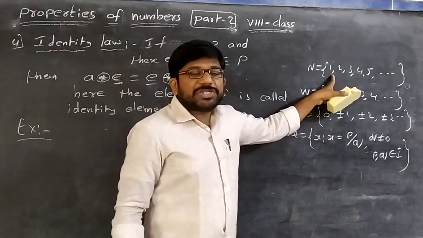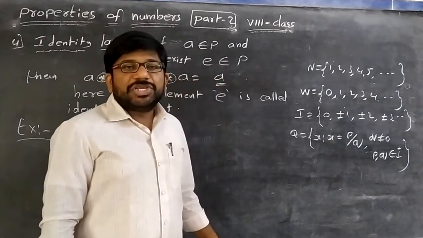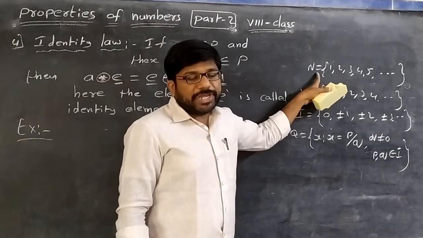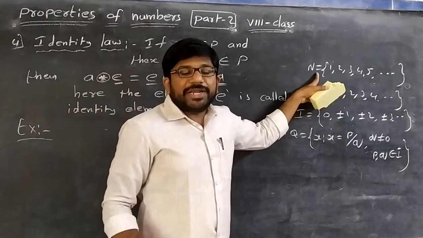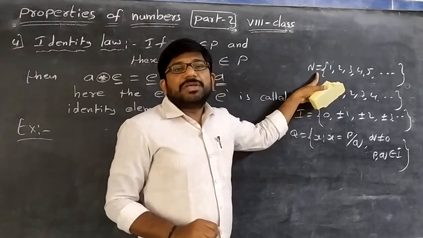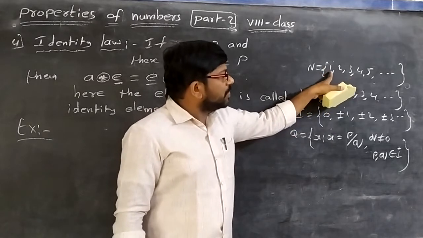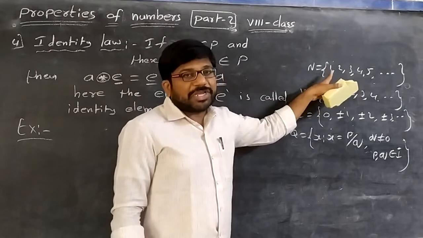So natural numbers start from 1 only. So in addition, 0 is the identity element, but 0 does not belong to N. So N does not satisfy the identity law under addition because 0 does not belong to N. Okay? Yes, only 1 is there. So 1 is the multiplicative identity in multiplication, right?